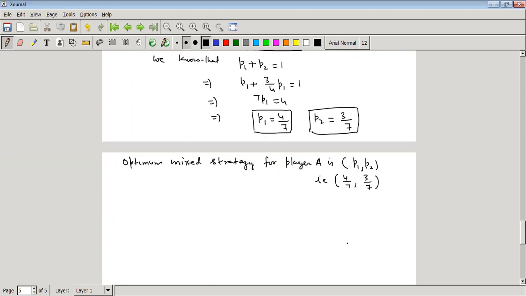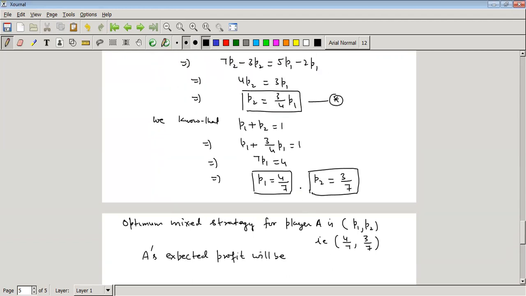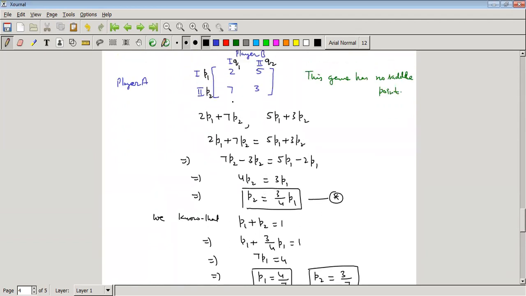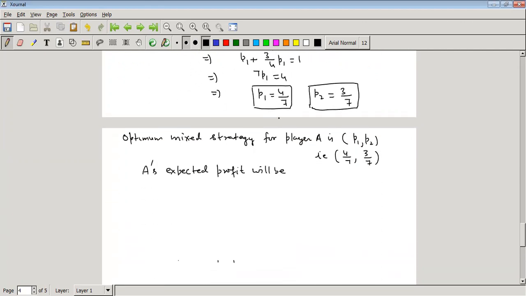And what is A's expected profit? A's expected profit will be, we put P1 and P2 values in any one of the equations, either here or in the second one. So 2P1 plus 7P2.